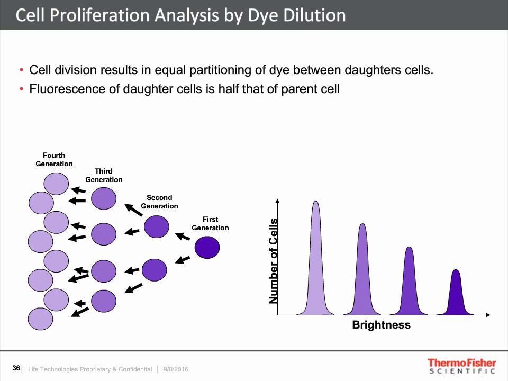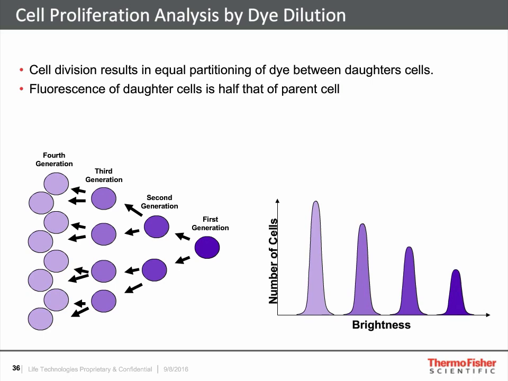Every time those T cells divide, half of the dye migrates to each daughter cell. So our second generation of cells provides a peak that is half as bright as the parent. As our cells continue proliferating, we see this ladder effect, with each peak corresponding to one generation of cells.